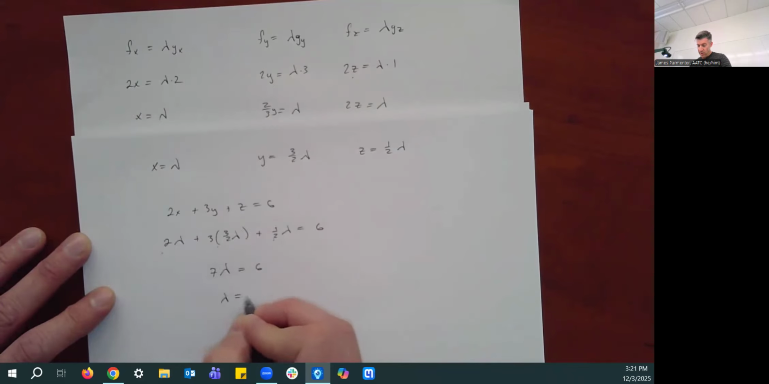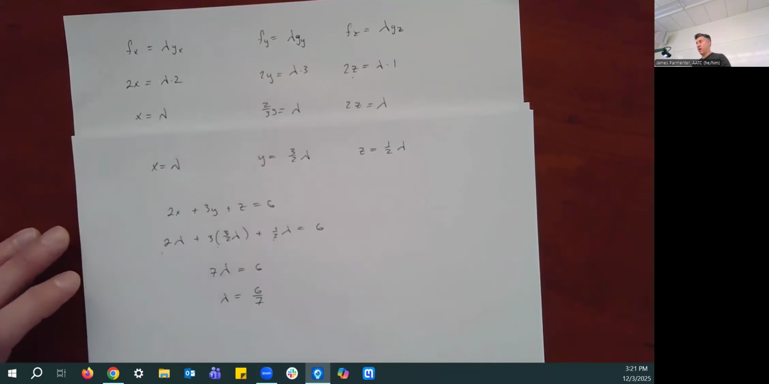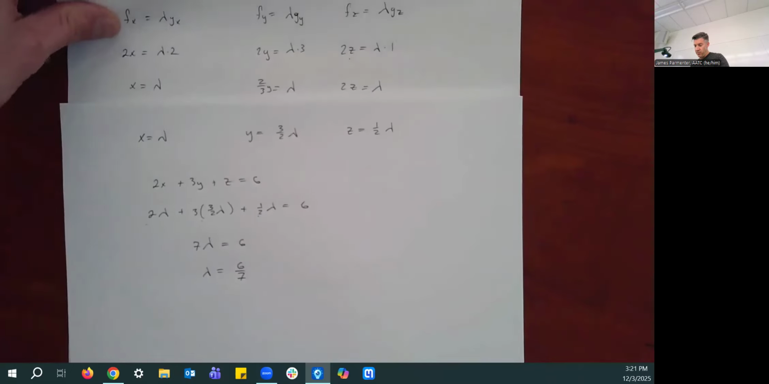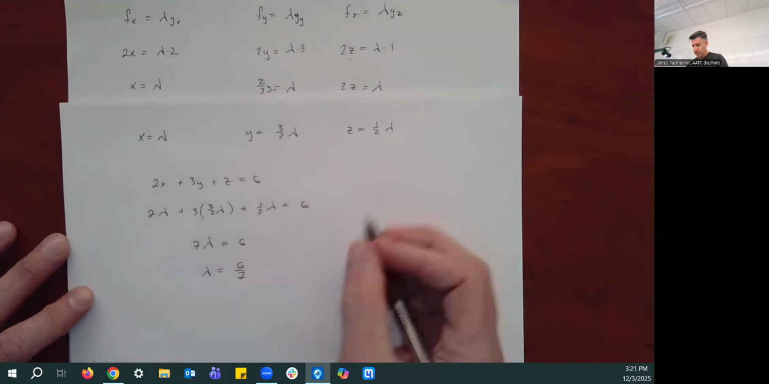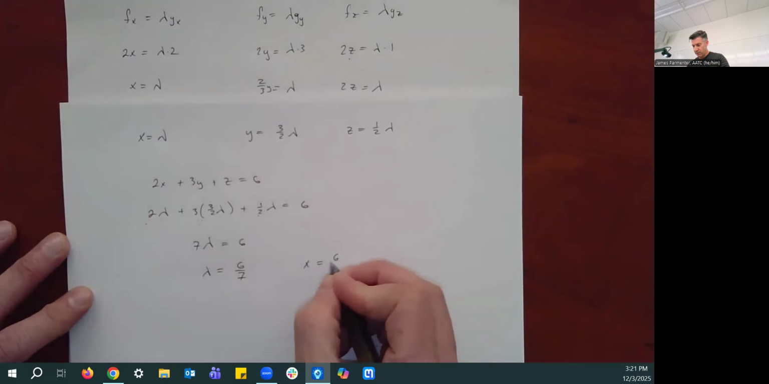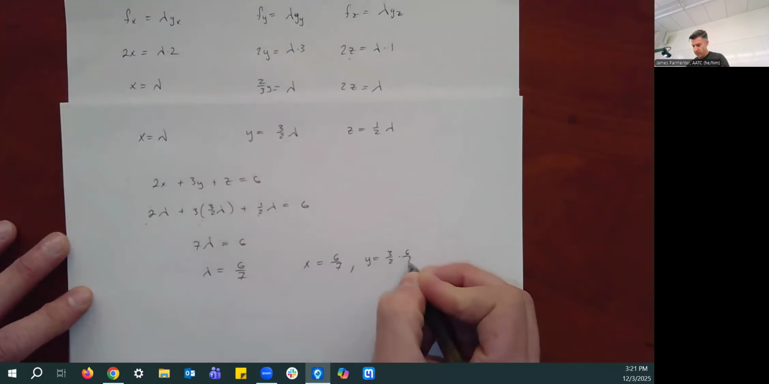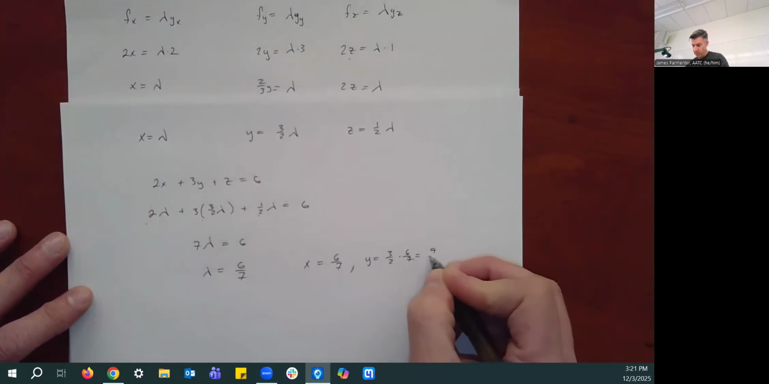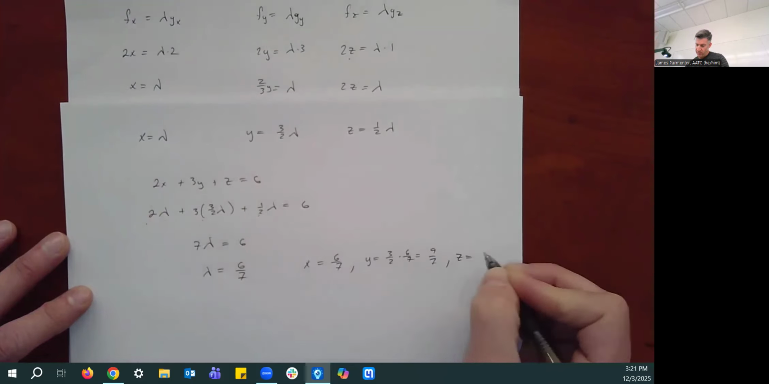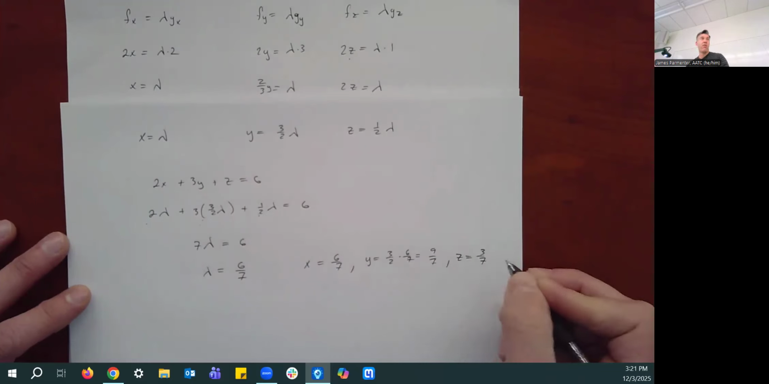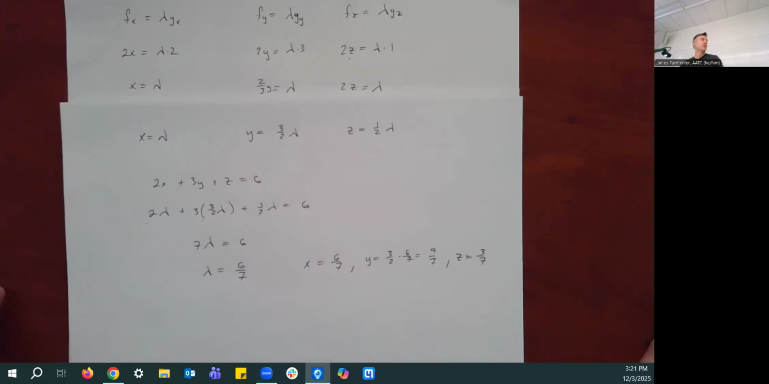So here, not that we care a whole lot, but lambda is equal to 6 over 7. And then plugging that back in to find your x, y, and z, you're going to get x equal to 6 over 7, y equal to 3/2 times 6 over 7, which is 9 over 7, and z equal to 1/2 times 6 over 7, which is 3 over 7. The same coordinates.